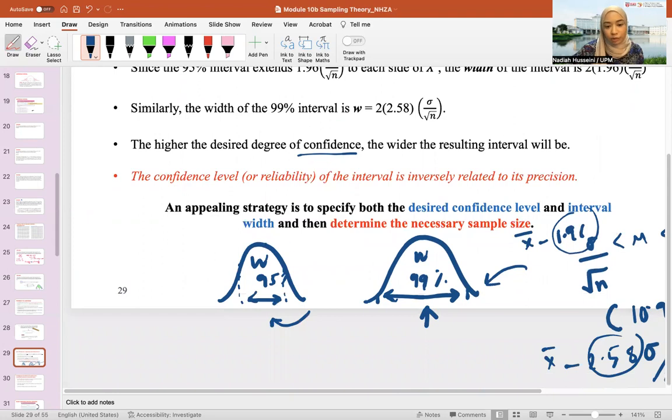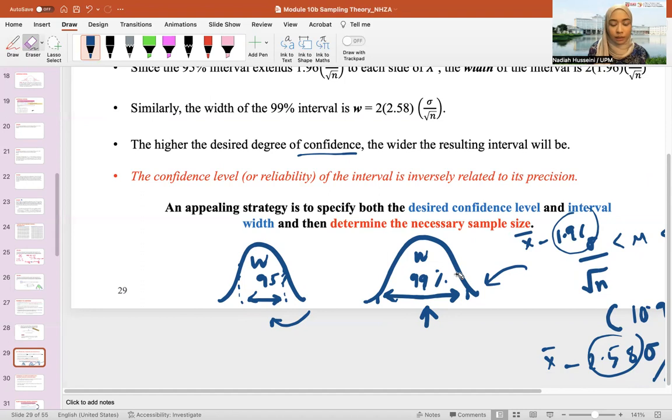So this one is more precise compared to 99%. It is shorter in width and more precise compared to 99% because there are fewer values to consider. Maybe we're talking about 10 values from here versus 20, for example. So I have fewer numbers to consider in the 95% confidence interval. But you know that it's not going to be 10, because this is continuous, so it's a range of values with no gaps.